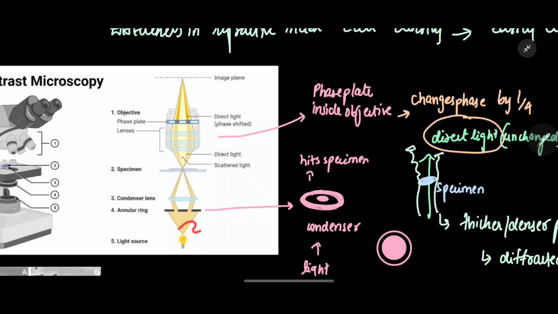So in short, there is an annular diaphragm in the condenser, and it has a ring-shaped opening. It will allow a hollow cone of light, and that light will reach the specimen. When the light hits the specimen, there are going to be two types of light, depending on whether it's passing through highly dense areas like the nucleus or cytoplasm. If it does pass through denser areas, it is going to be scattered, and it's called the diffracted light. And there's going to be some straight light which is undeviated.